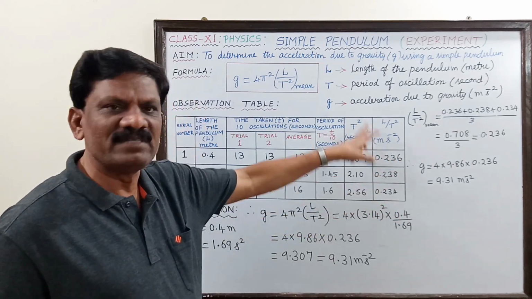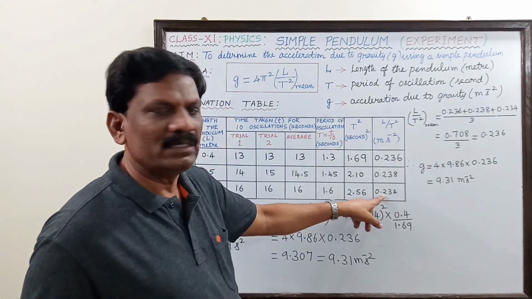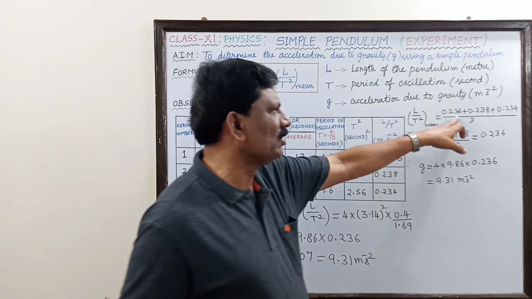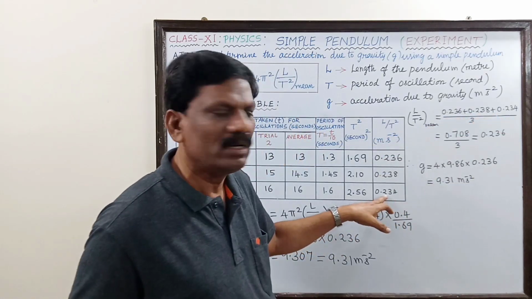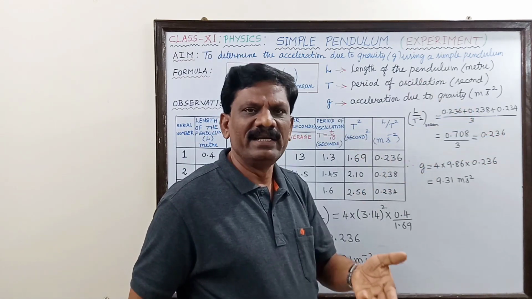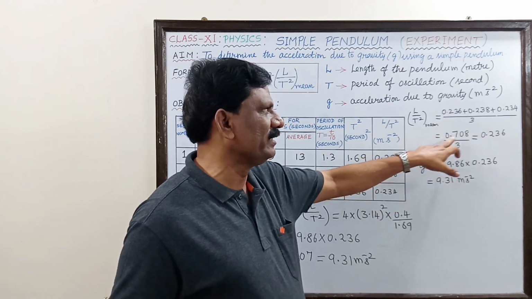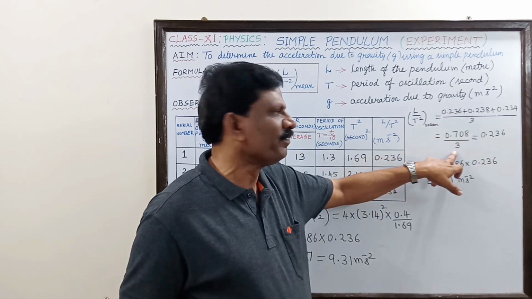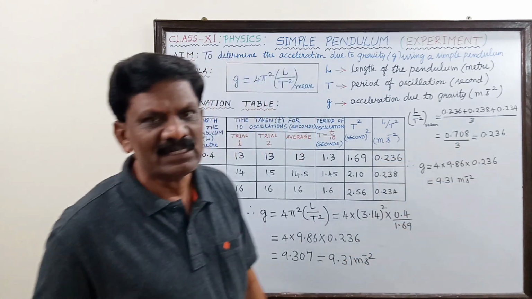See, for these three observations, what is the mean value of L by T square I am going to find out. So that is the sum of 0.236 plus 0.238 plus 0.234 whole divided by 3 I have shown. If you do 5 readings means divided by 5, okay. So here it is divided by 3. So that it is 0.708 by 3. We get the average value of L by T square as 0.236.